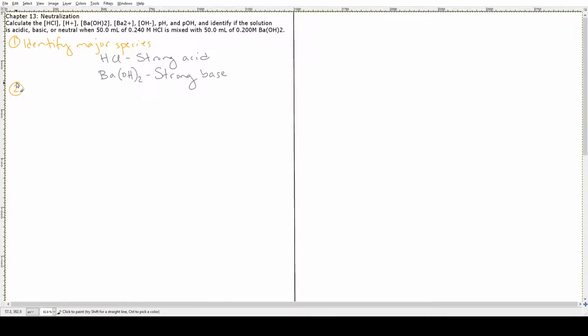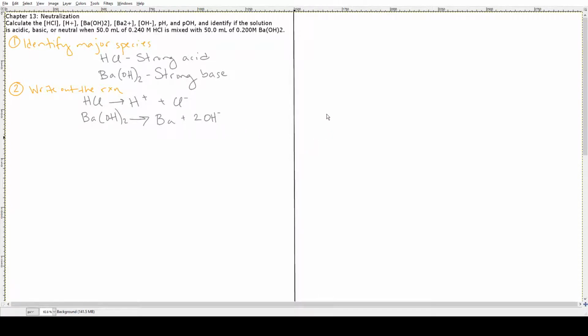Okay, step 2, as usual, we're going to write out our reaction. So for this one, when you're dealing with a neutralization problem, let's write out the reactions like this. We'll do what we usually do, where we write out hydrogen and chlorine, and we'll write out BaOH2, and it's strong, so we'll end up with barium and 2 hydroxides.